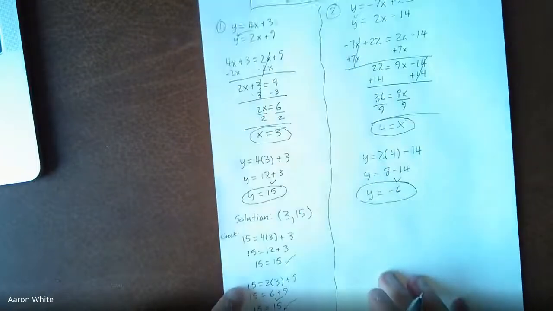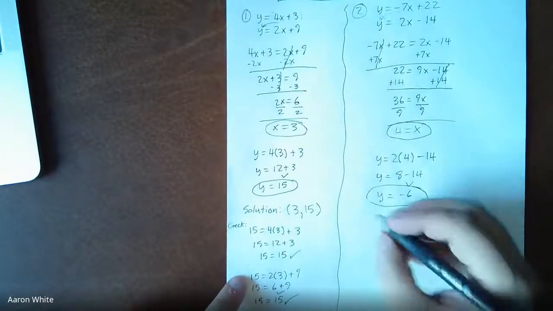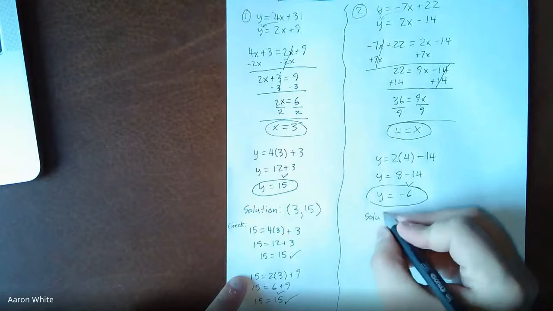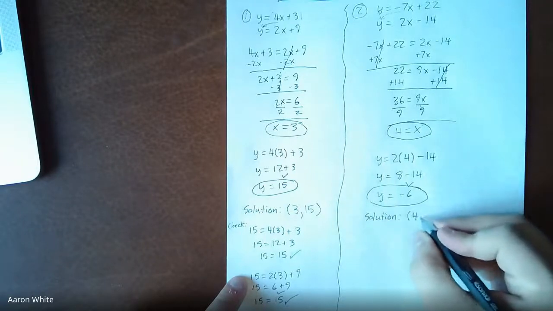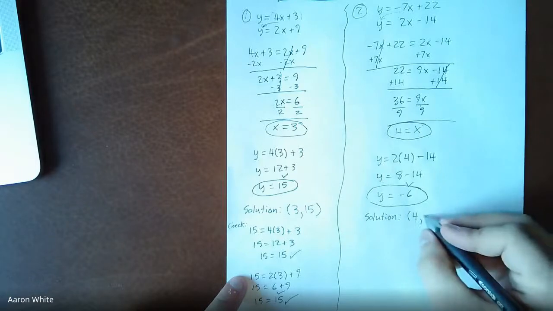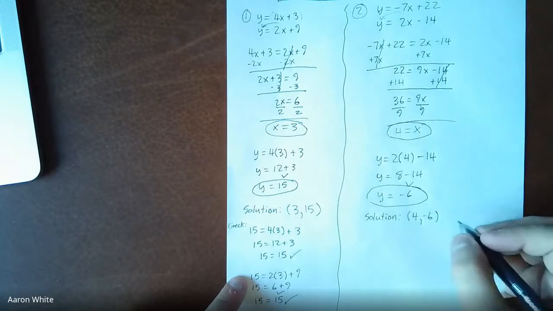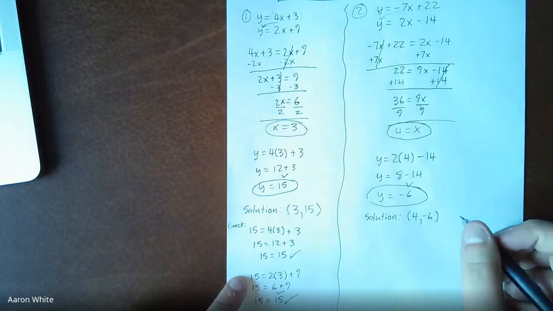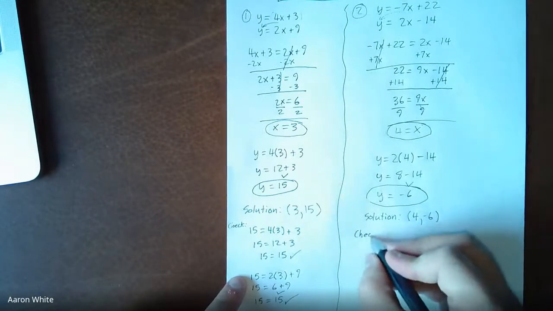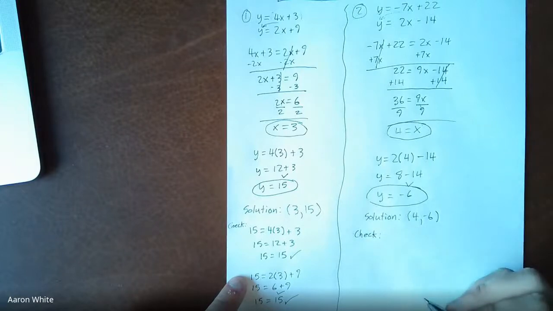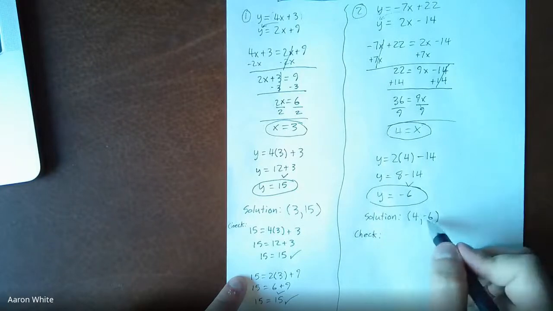So we put that all together, and we're going to go ahead and say that our solution is the coordinate point, again, x comma y, so (4, negative 6). Again, that's not enough, though. We need to go ahead and make sure that we check our answers. So I'm going to go ahead and check this here. And so we're going to plug these values into our equation.